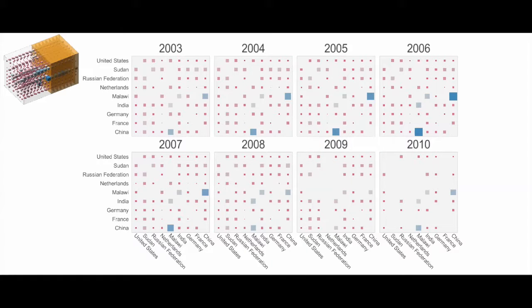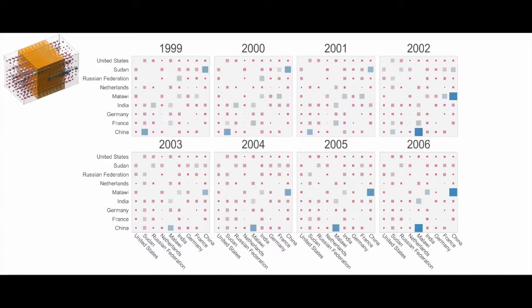The user then switches to the multi-slice view to see how the trade relationship between these two countries developed over time. The multi-slice view reveals that the volume of trade between China and Malawi fluctuated through the years following 2002. By swiping right to view earlier slices, the user confirms that the relationship began in 2002 with a high volume of trade.